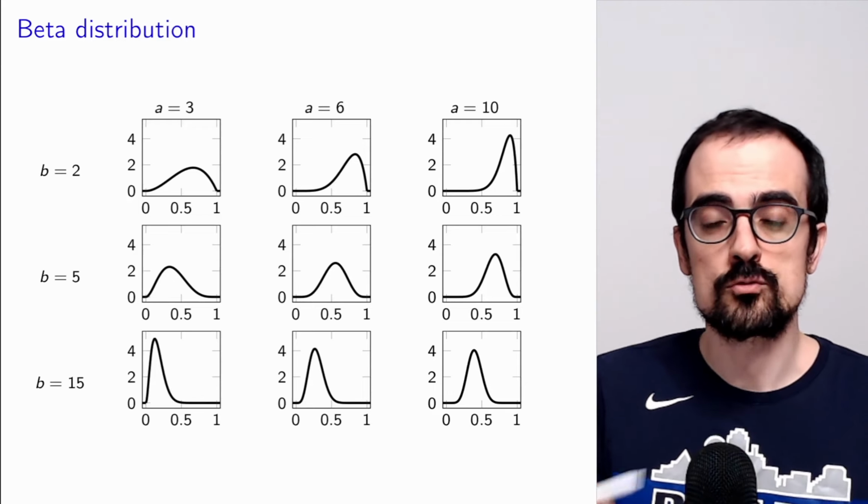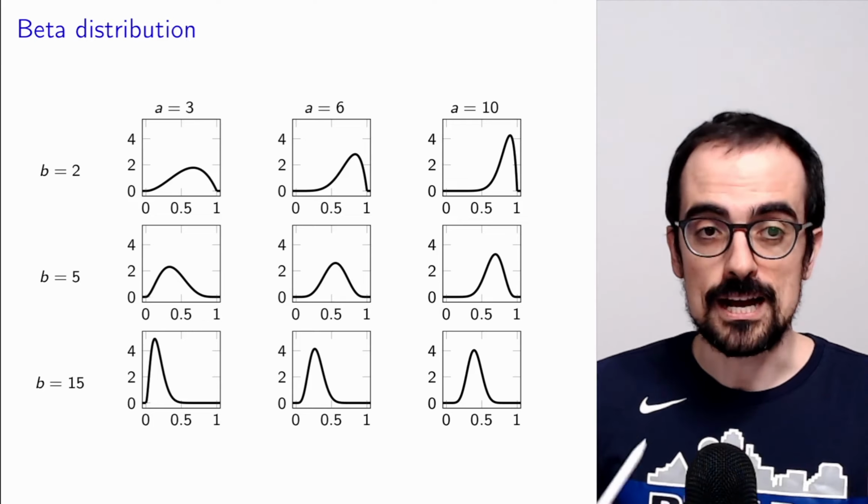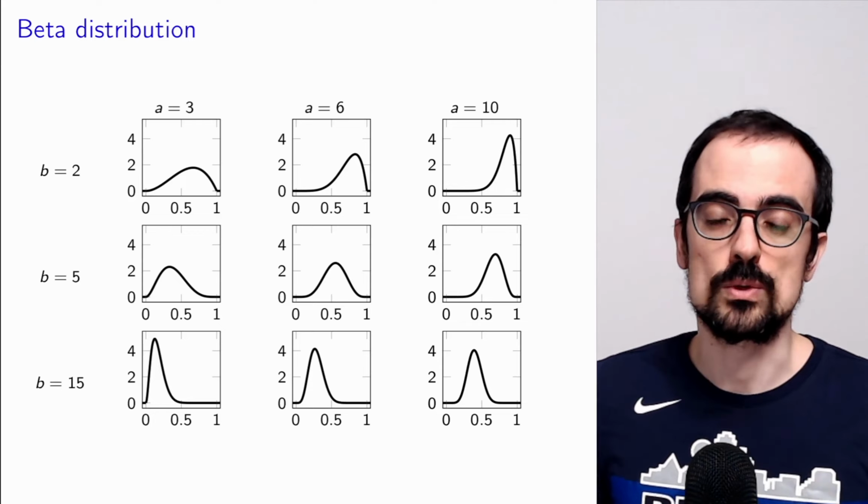These are ways of representing our prior assumptions about a parameter that represents a probability, that is between 0 and 1.